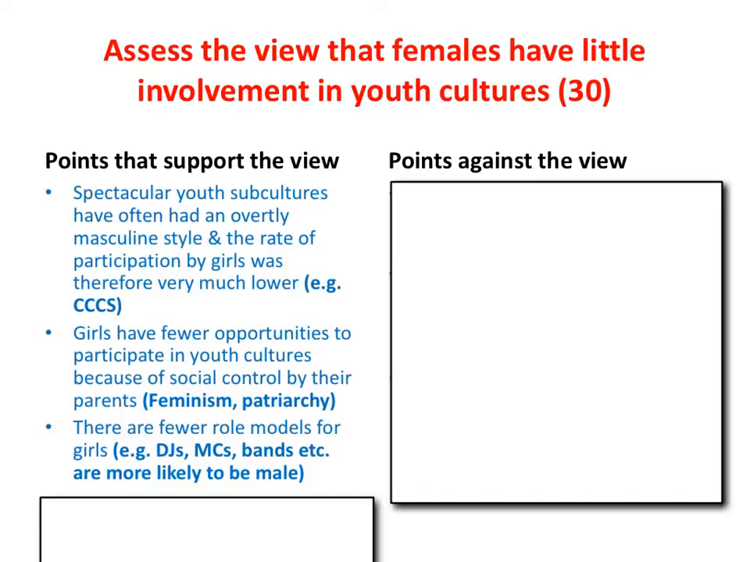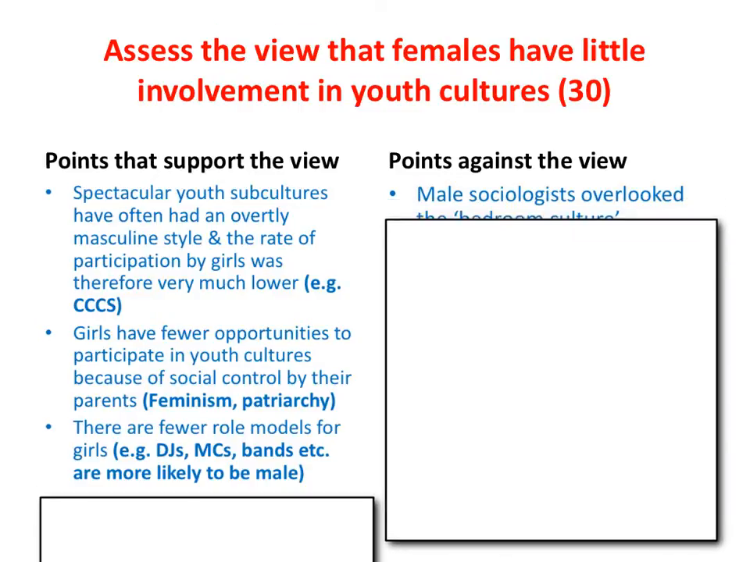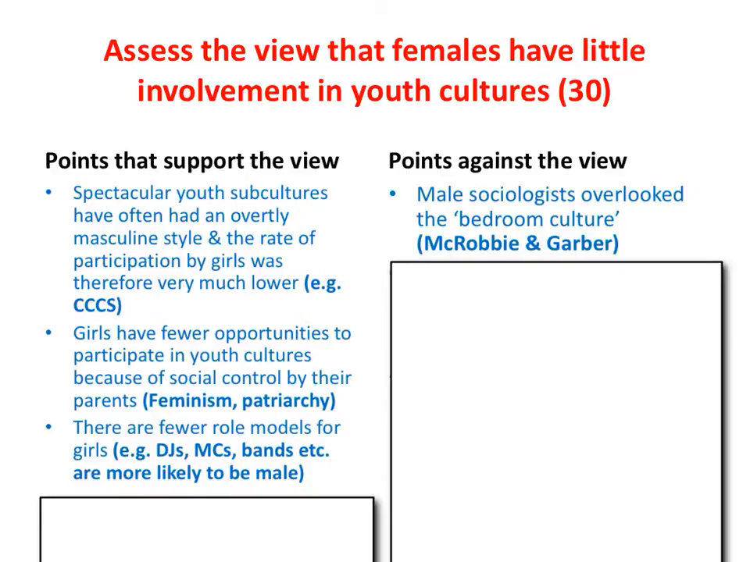Now remember, with these 30-mark questions, it's never enough to simply agree with the view in the question. You've got to look at the arguments against the view and use evidence and theoretical arguments to challenge that viewpoint. So with this question, we could of course draw upon the work of McRobbie and Garber and talk about the bedroom culture, this female youth subculture that they believed had been overlooked by male researchers.